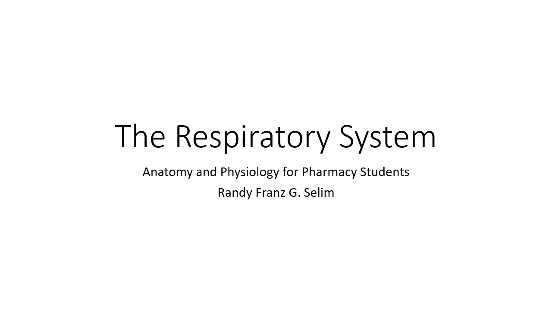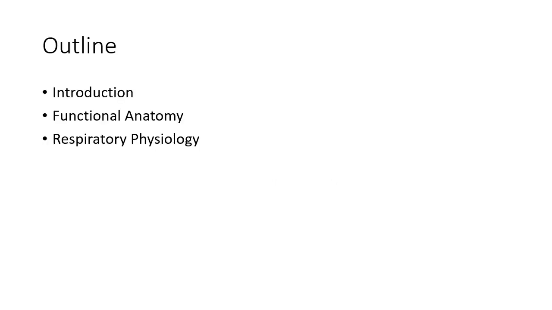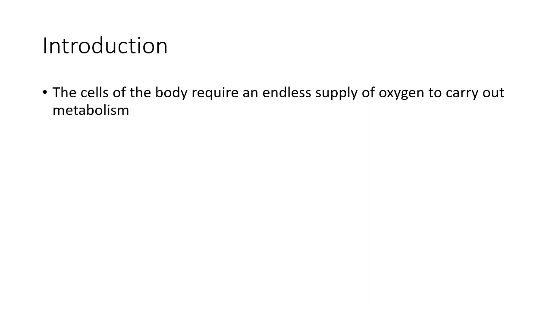Good day, everyone. We will be discussing in this lesson the anatomy and physiology of the respiratory system. The cells of the body require an endless supply of oxygen to carry out metabolism. And this is because oxygen is needed by the cells of the body to perform catabolic reactions or oxidations, which eventually will produce adenosine triphosphate.